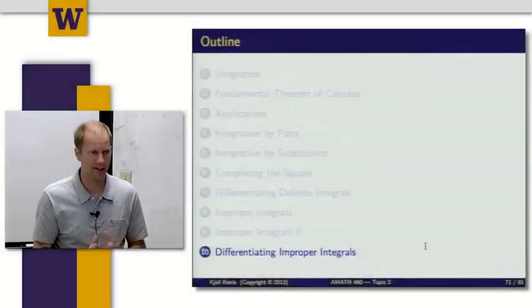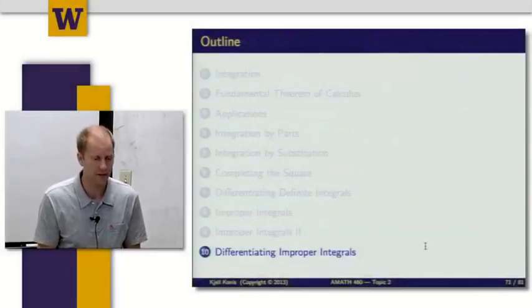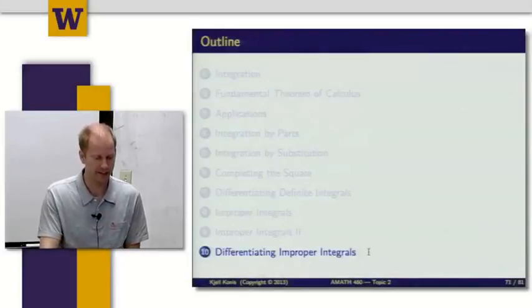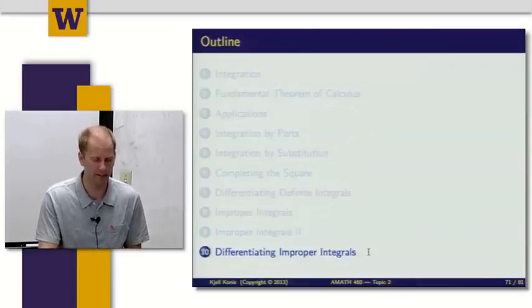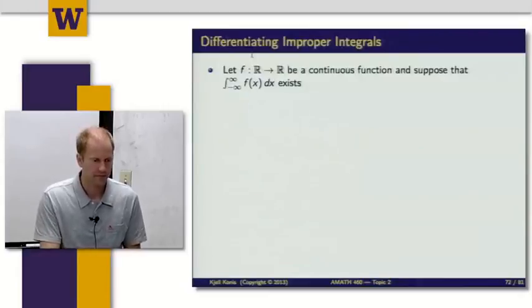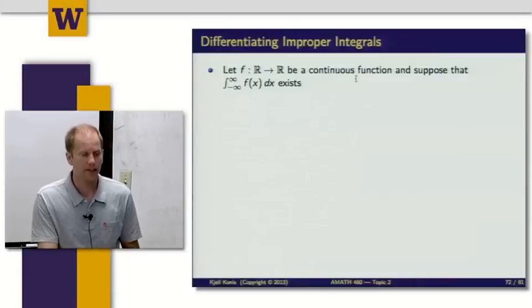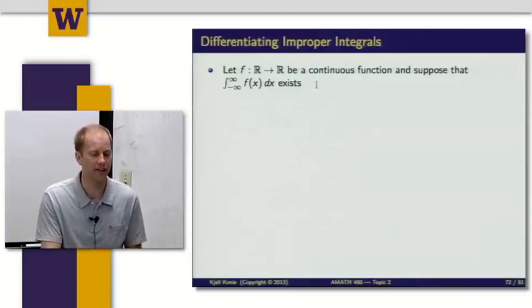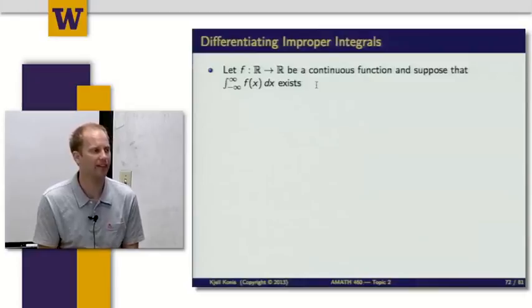Okay, and now I think we have the tools we needed to get to the important point, which was differentiating improper integrals. So we're going to start out with a function f that's continuous, and we're going to assume that the integral of f over the entire real number line, so the integral from minus infinity to infinity, exists. So in particular, that means that it's finite.